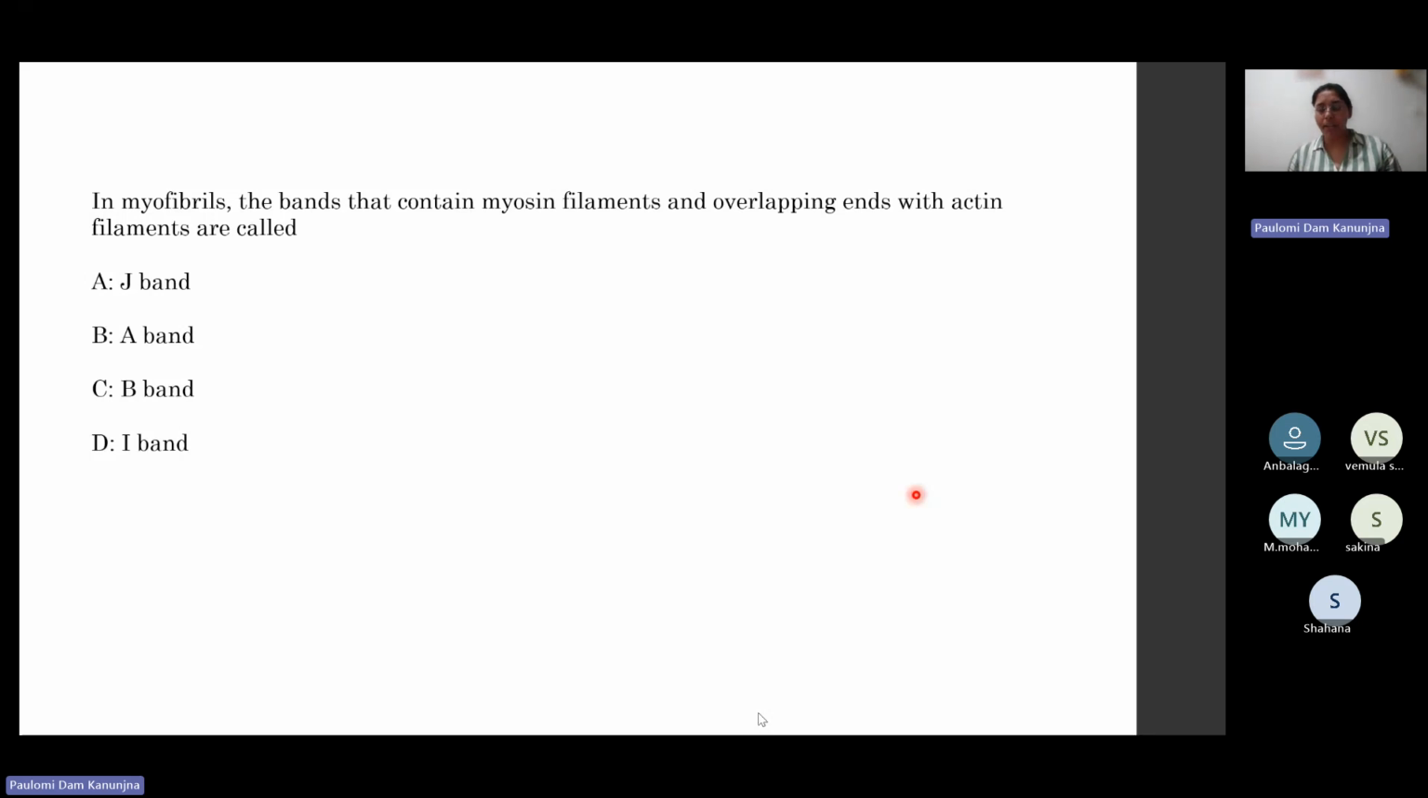So I can give you some time. You can draw it out. You can map it out and think where is the I band, where is the H band, H zone, where is the A band, M line, Z line, and all of these, which are the actin filaments, which are the myosin filaments. And after you have that structure ready, try to attempt this question and the following questions, which will assure that you have both understanding as well as the visualization of sarcomere or myofibril for that matter.